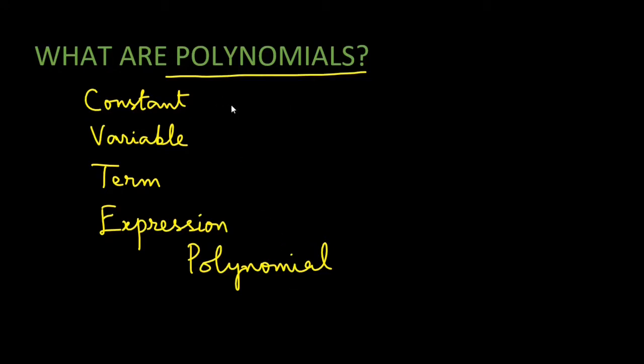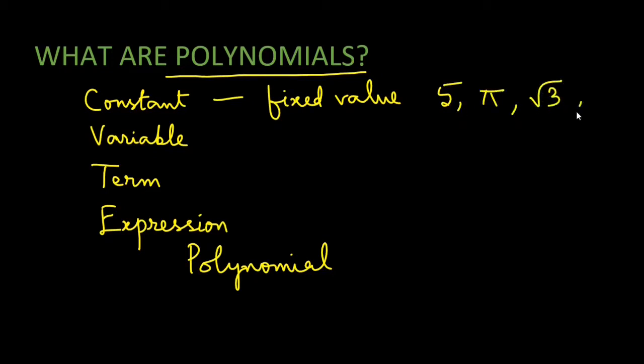A constant has a fixed value. Any number is called a constant. 5, pi, root 3, 2 by 3, these are all constants. And a variable is a symbol that is used to represent any number. Variable means the value of the symbol varies as per time, as per situation.